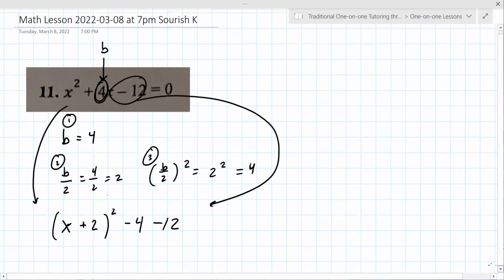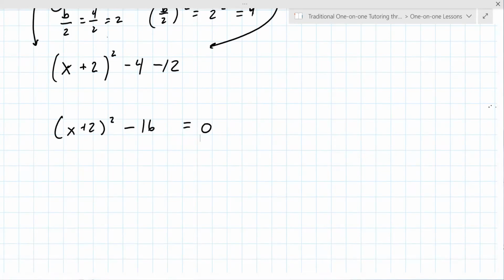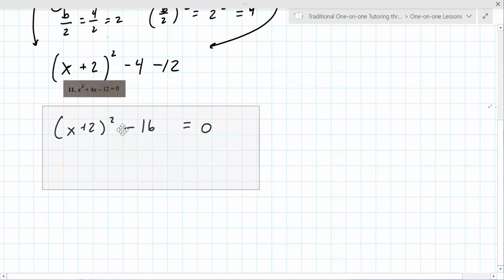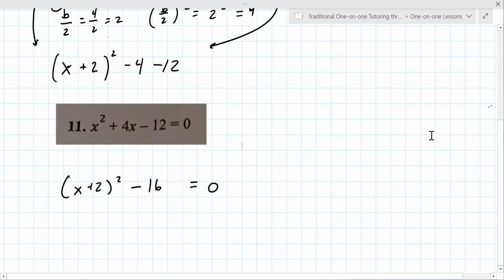We're not done, but this is the completing the square part. So the completing the square part is x plus 2 squared minus 16 equals 0. So we take our original problem. Let me grab that. So this was our original problem. Just make this a little bit more clear. We take the original problem. We figure out what b is. This is b. This right here is b divided by 2. And then the last thing we need is b divided by 2 squared. And that's worked into this part.